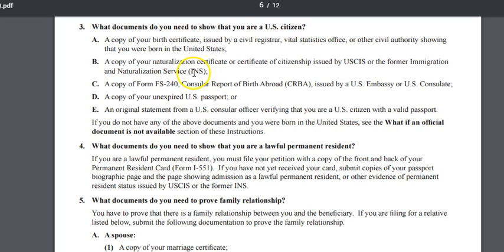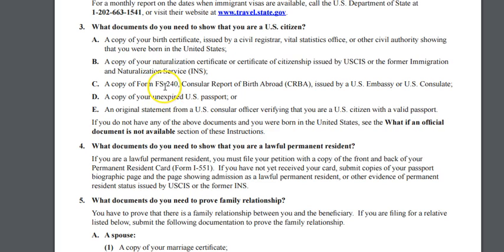You can also give a copy of your naturalization certificate. Or a copy of your passport, which should be unexpired, by the way. And then a copy of the Form FS-240, Consular Report of Birth Abroad. This is for citizenship, you will need it.